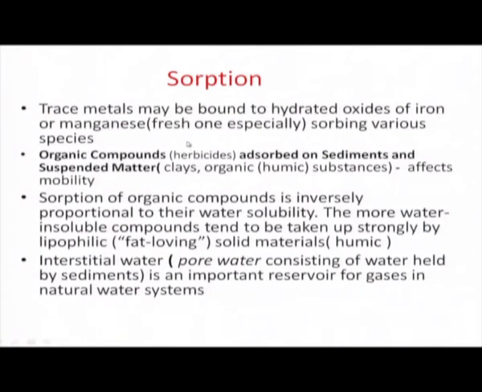Some of the trace metals may be bound to the material actually present in the sediment. For example, hydrated oxides of iron and manganese, especially freshly precipitated ones, will normally be present, and the surface area will be very high, and trace metals will be associated with the iron and manganese compounds in the sediment through the adsorption process. So, this is one of the very important things. Even fractionation or chemical speciation, that is, what fraction is associated with this, can also be found out experimentally by suitable leaching agents.